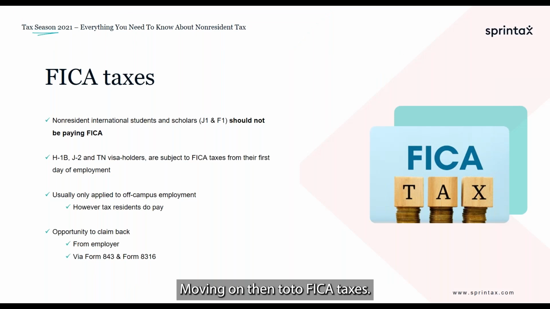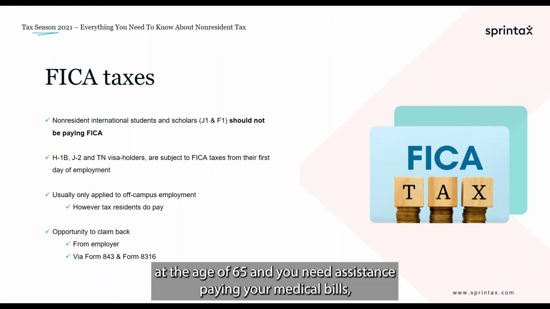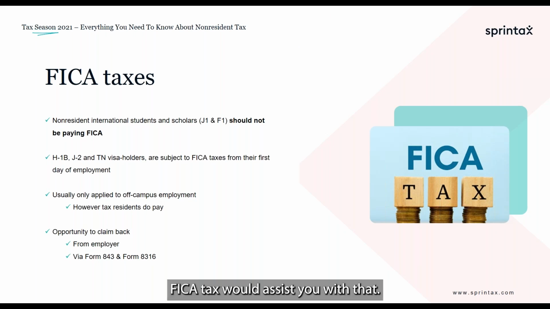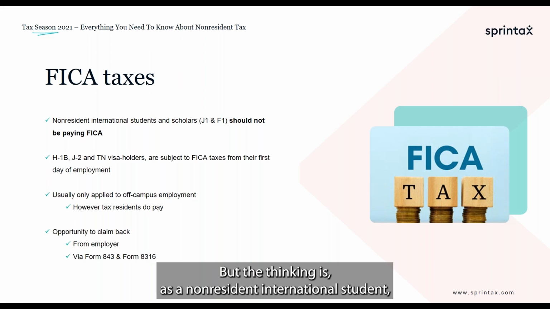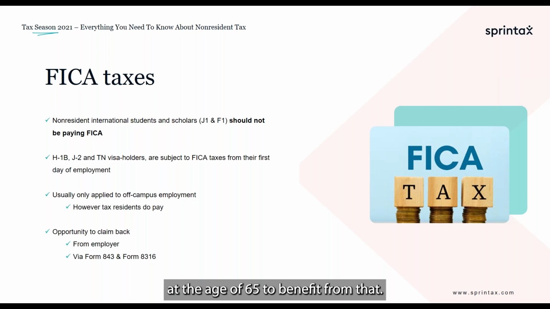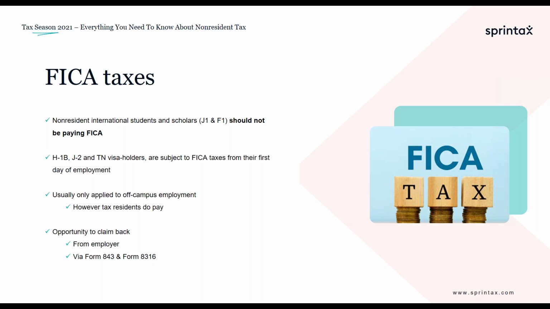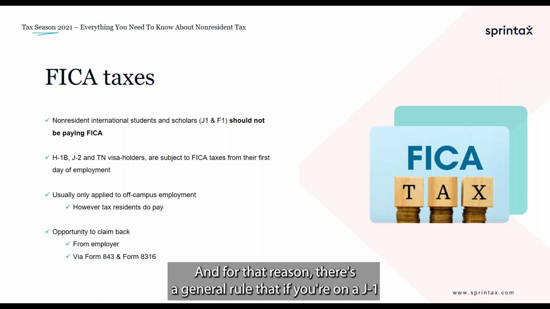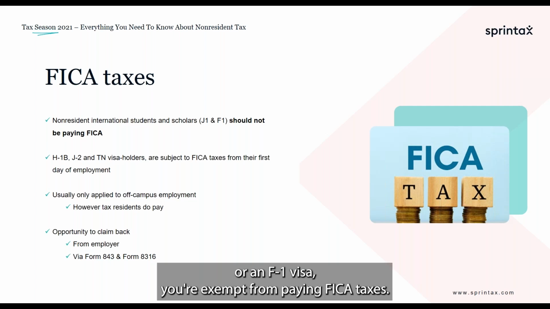Moving on then to FICA taxes, and what is it? So I suppose if you're in the US at the age of 65 and you need assistance paying your medical bills, FICA tax would assist you with that. But the thinking is, as a non-resident international student, the chances are you're not going to be in the US at the age of 65 to benefit from that. And for that reason, there's a general rule that if you're on a J1 or an F1 visa, you're exempt from paying FICA taxes.